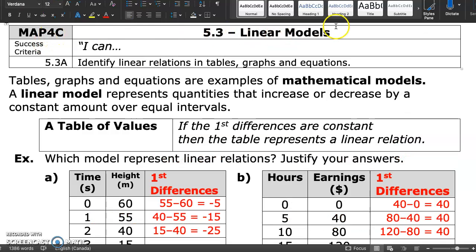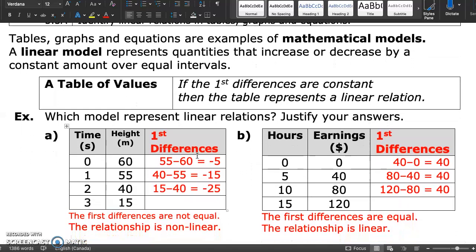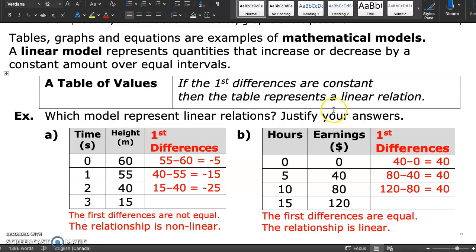MAP4C 5.3 linear models. We're going to investigate how linear relations look in tables, graphs, and equations. So, starting off with a table of values, the first differences are constant. So if the x values are equally spaced and the y values are equally spaced, and we can determine that by doing y2 minus y1 for each pair of adjacent points.